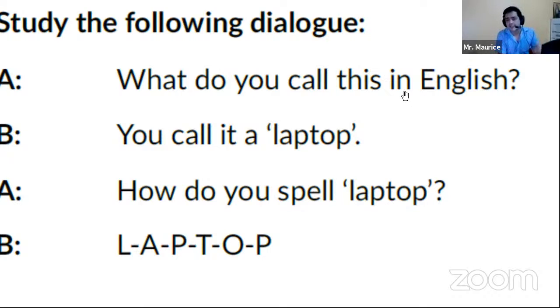How do you call this in English? ¿Cómo se llama esto en inglés? No dice el nombre, simplemente aquí dice esto. Quiere decir que ambas personas están viendo el objeto, lo que necesita saber en ese idioma. How do you call this in English?